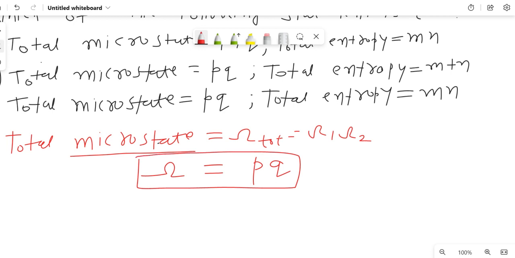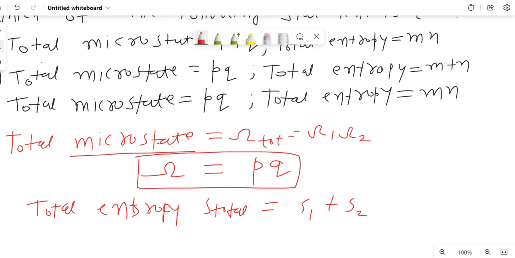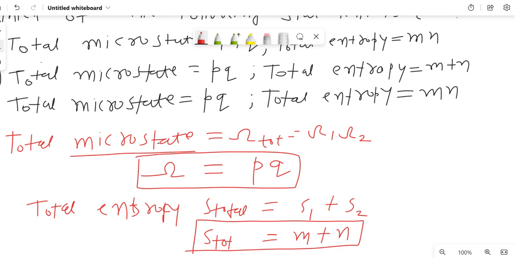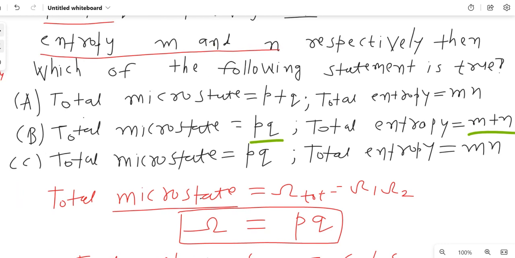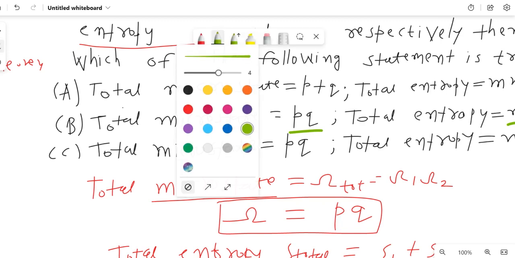And total entropy is always added, so total entropy will be the sum, and entropy here we are given as M and N, so total entropy will be M plus N. So the correct option will be PQ and M plus N. The correct option is B.